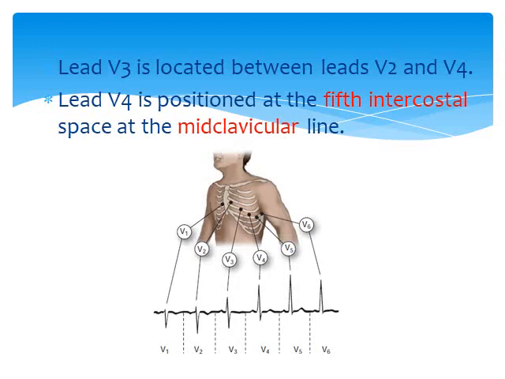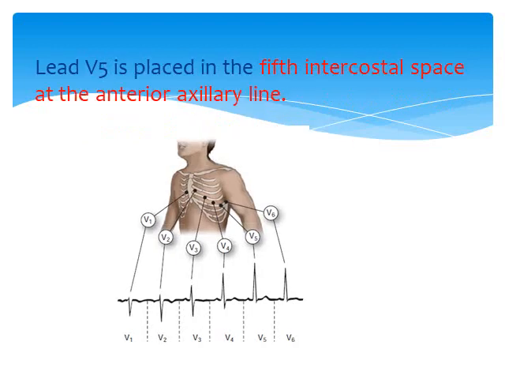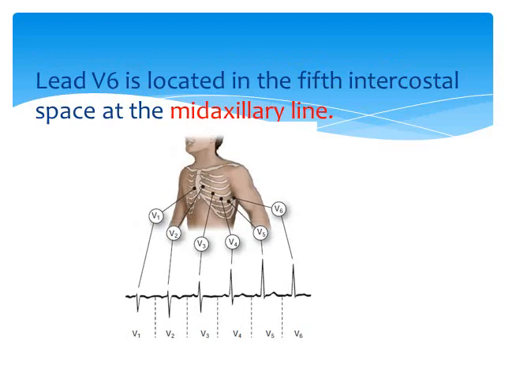Here the lead V3 is positioned between leads V2 and V4. And lead V5 is placed in the 5th intercostal space at the anterior axillary line. And lead V6 is located in the 5th intercostal space at the mid-axillary line.